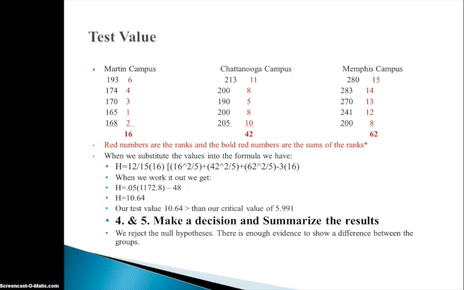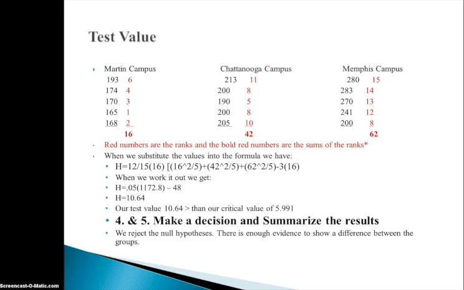The Memphis campus, the rank sums are 62. Then we substitute these values into the formula. Therefore, we will have h equals 12 divided by 15 times 16, and this value will be multiplied times 16 to the second power divided by 5, plus 42 to the second power divided by 5, plus 62 to the second power divided by 5, and this is subtracted by 3 times 16.